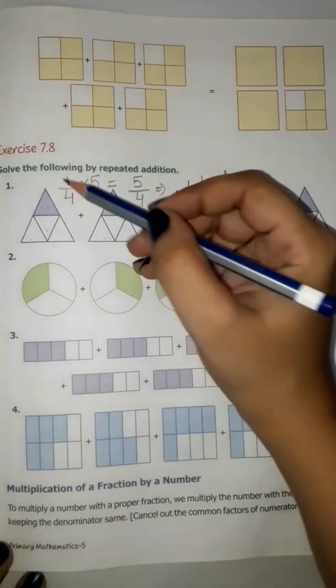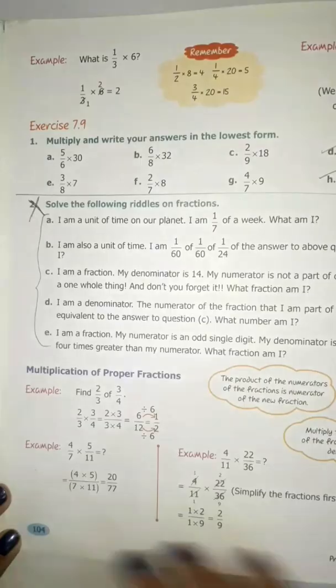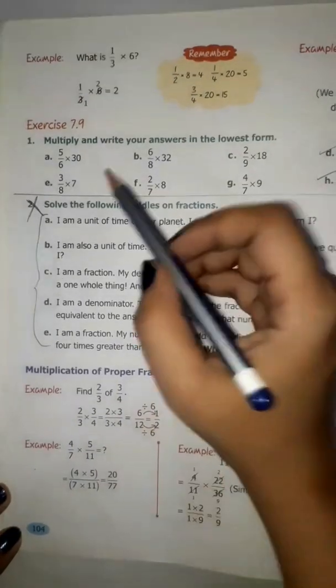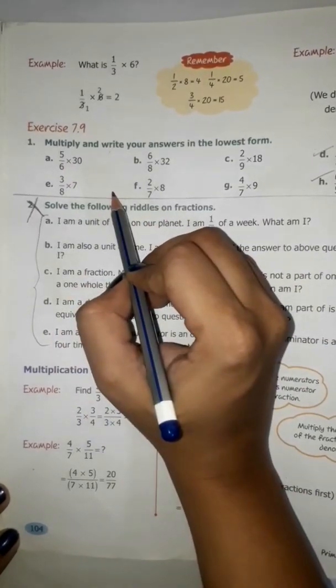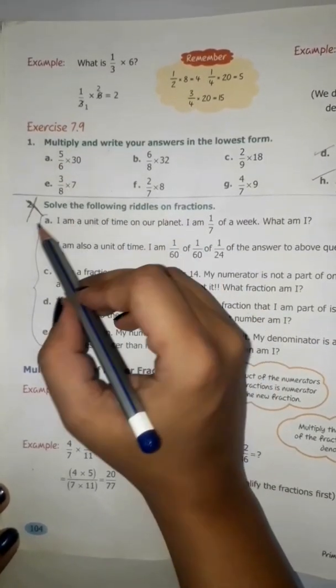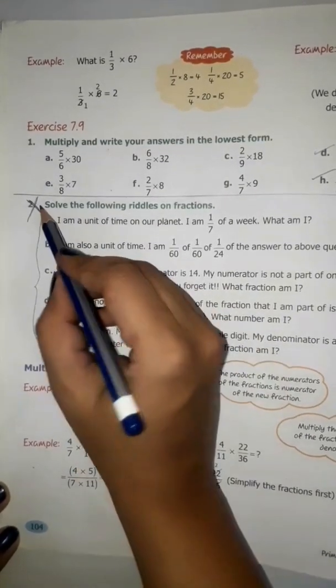Now children, exercise 7.8 you will do in the notebook. Turn the page 104, exercise 7.9. Only you will be doing the shortlisted questions of question number 1. Question number 2, they are puzzle type. So they will not come. Cross them, cut them.